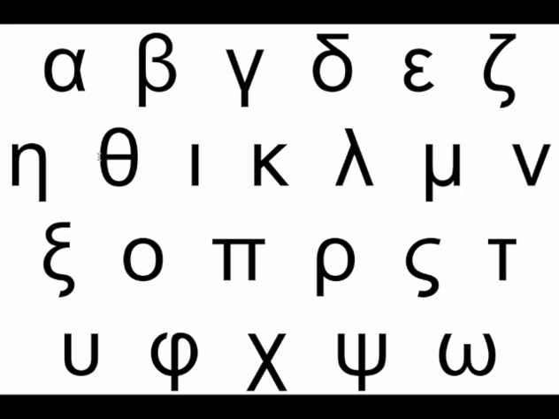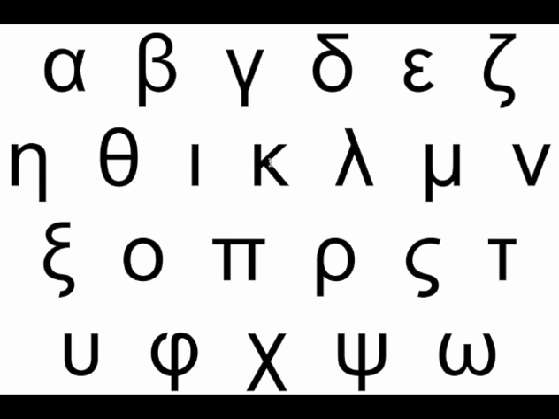Next a theta, which makes a TH sound. A, V, G, D, E, Z, A, th. Next is an iota. It makes an E sound, as in the English two E's coming together. A, V, G, D, E, Z, A, th, E.